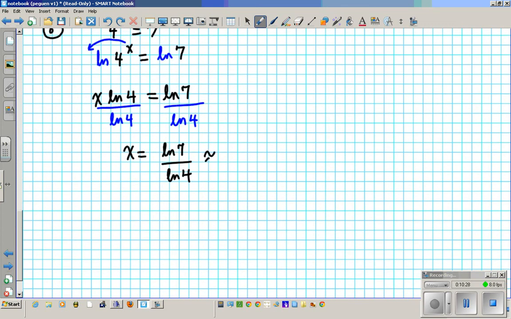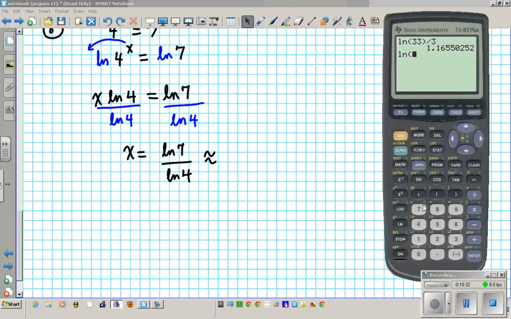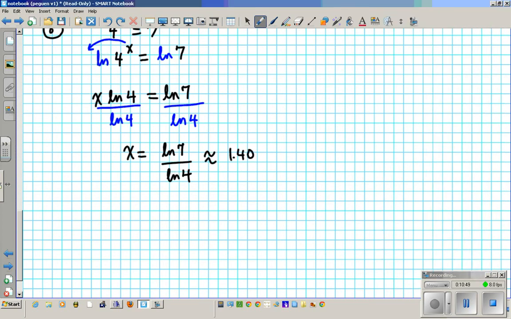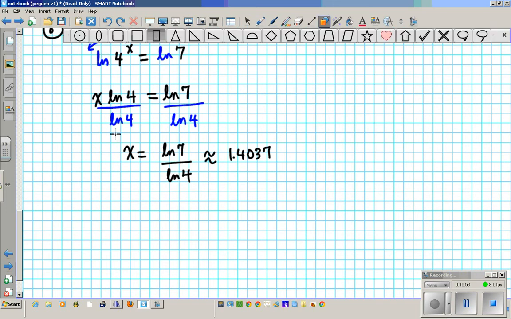The approximate answer is going to be natural logarithm of 7 divided by natural logarithm of 4. Final answer is 1.4037. There goes your exact and approximate results.